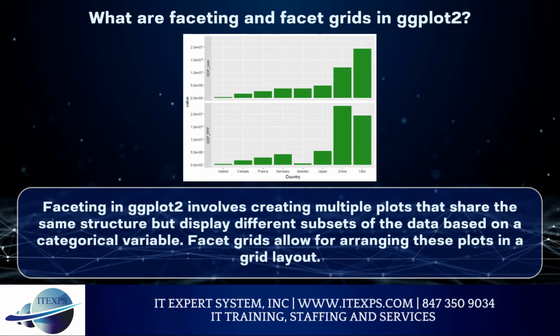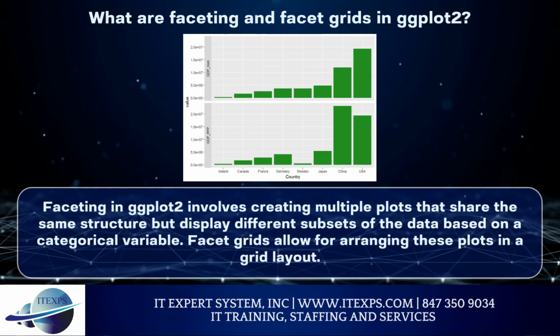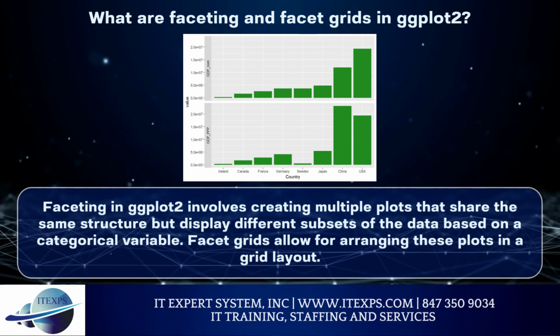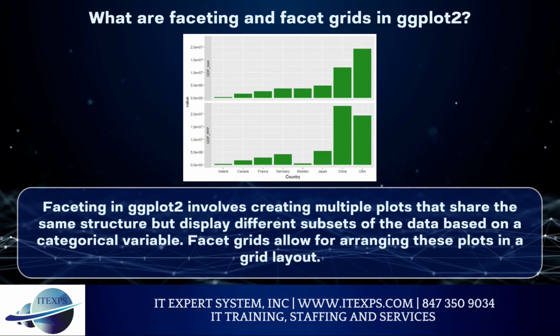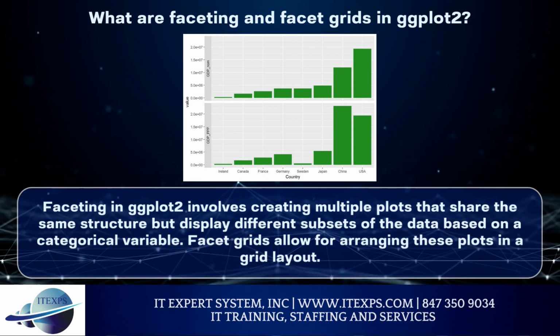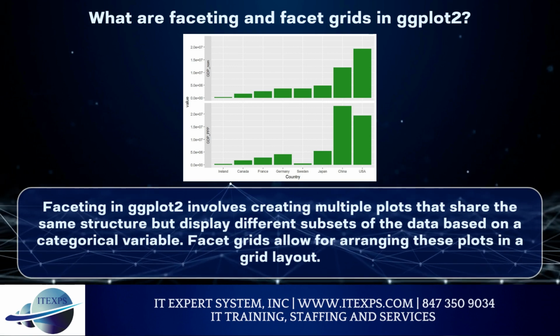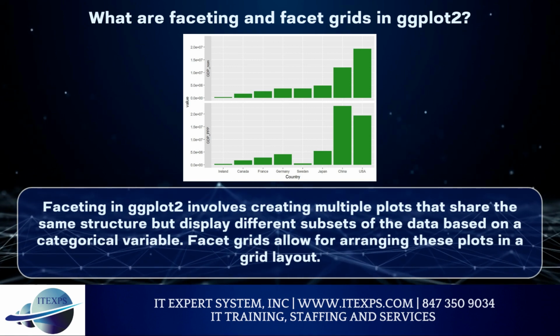What are faceting and facet grids in ggplot2? Faceting in ggplot2 involves creating multiple plots that share the same structure but display different subsets of the data based on a categorical variable. Facet grids allow for arranging these plots in a grid layout.